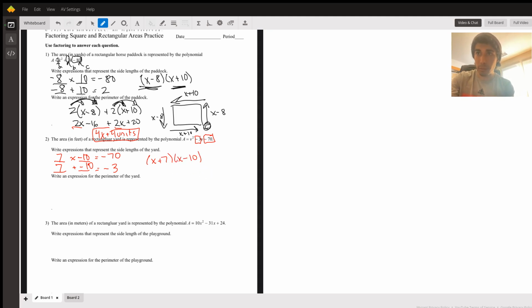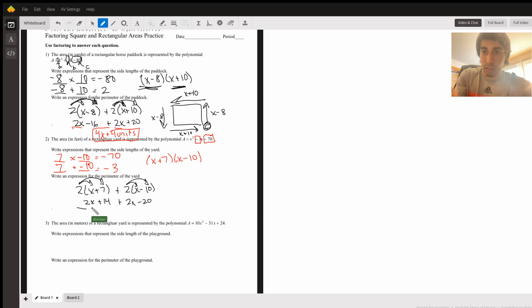And the same thing for the perimeter. So I have 2 of these, and you're going to add that to 2 of these. So distribute the 2. 2 times x is 2x. 2 times 7 is 14. And we're going to add that to 2 times x is 2x. 2 times -10 is -20. And again, combine like terms. So 2x and 2x makes 4x. 14 and -20 makes -6. So we got 4x minus 6 units to go all the way around.